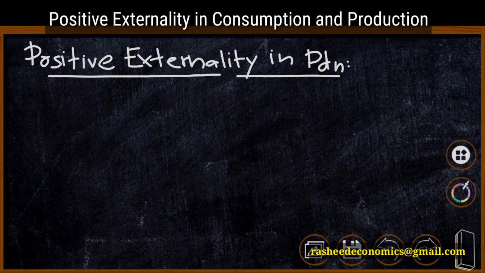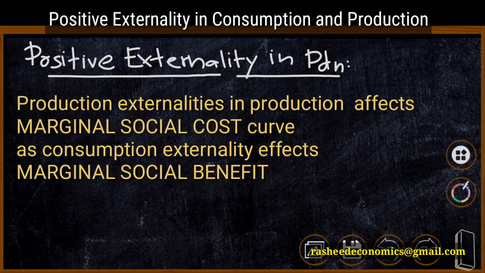In positive externality in production, the marginal social cost curve is affected. MSC, the marginal social cost curve, is affected. In the case of consumption externality, it affected the marginal social benefit, but in the case of production externality, the production side is affected. Therefore, marginal private cost is lowered with social marginal cost.